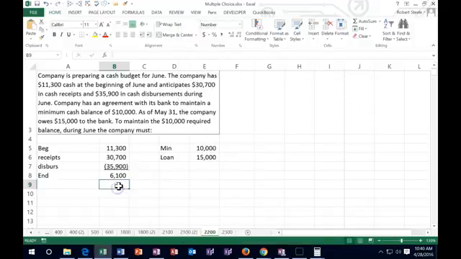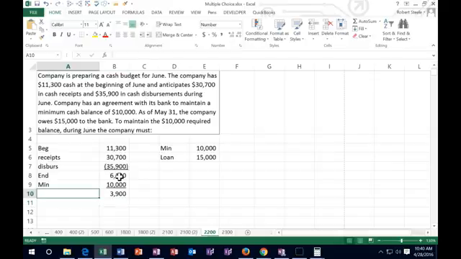Now we see that that is below 10,000, right? That's below 10,000. That's our minimum balance. So we need a minimum of 10,000. So what's the bank going to do? It's going to increase our loan then. So I'm going to underline this. And I'm going to say we need then a loan equaling 10,000 minus what's currently in there, the 6,100. That means we need another 3,900.